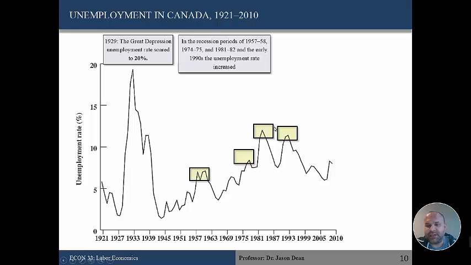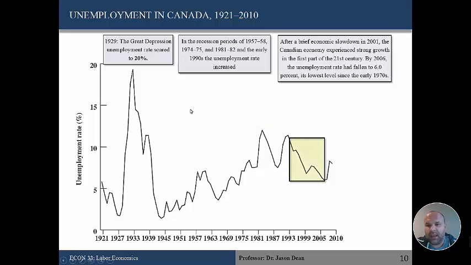Here are other recessions. The unemployment rate clearly here didn't go up as much as it did in the Great Depression. And here we have a sort of a boom period in recent decades. So here the unemployment rate went down to just over 5% or around 6%.